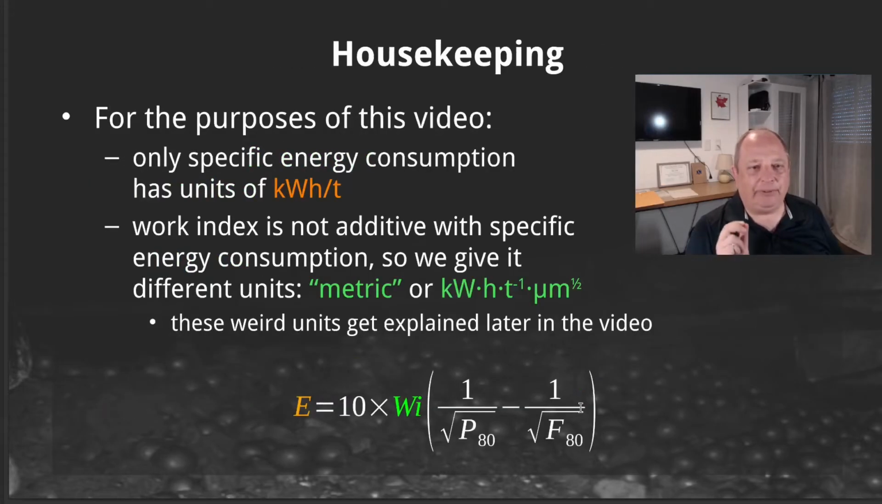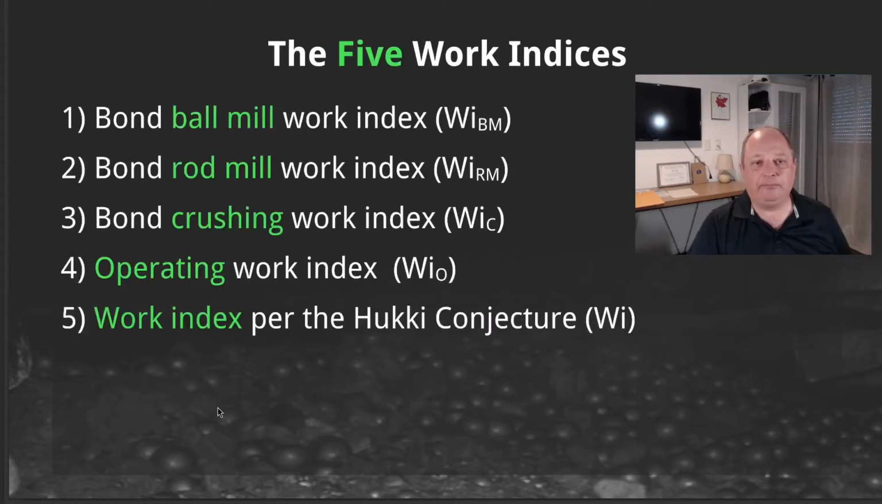So some housekeeping. For the purposes of this video, I'm going to say that only specific energy consumption has units of kilowatt hours per ton. So that's the E value in the Bond third theory equation. I'm going to describe work index as having units that are metric, or this much more complicated expression you see here that I'll explain a little later on in the video.